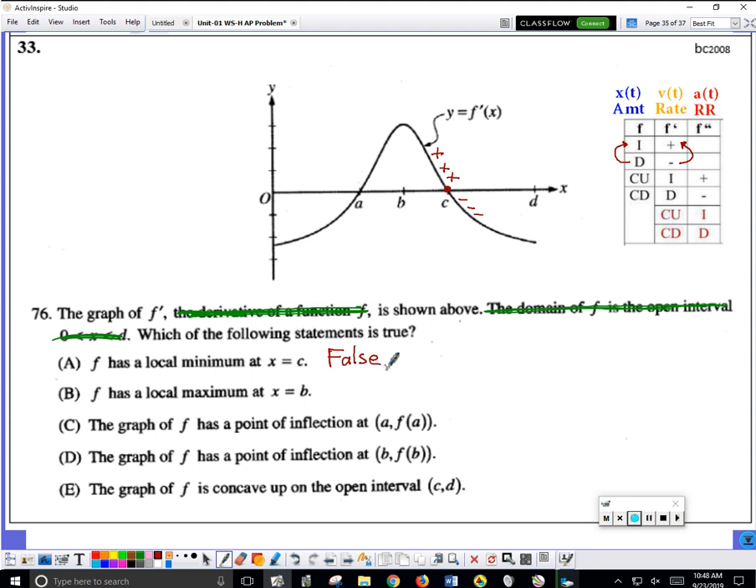A good test of your ability to make sure you're understanding the concept: raise your hand. What simple change can be made to this which will make this a true statement? What simple change can be made to A which would make A true? It's a really good test of your understanding versus memorization.